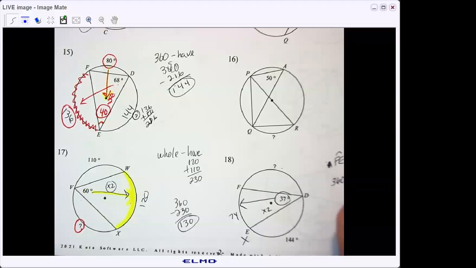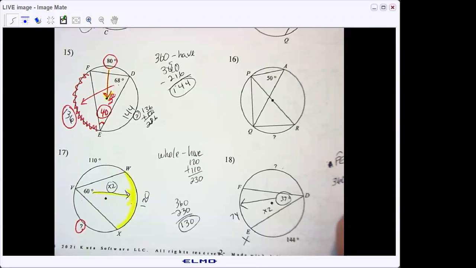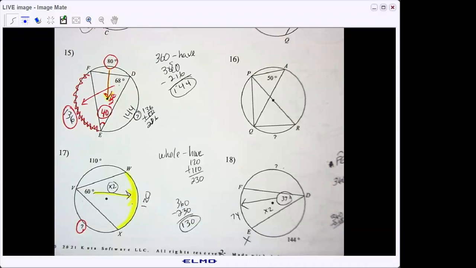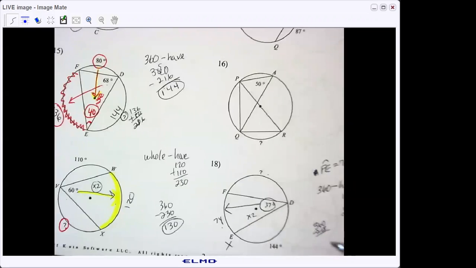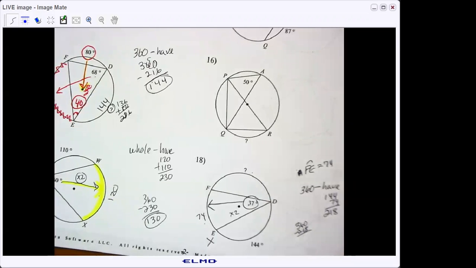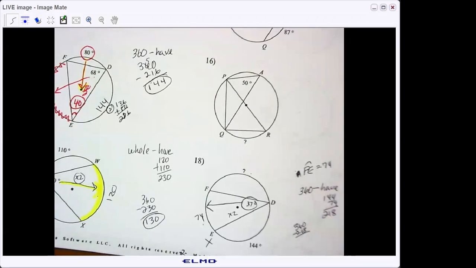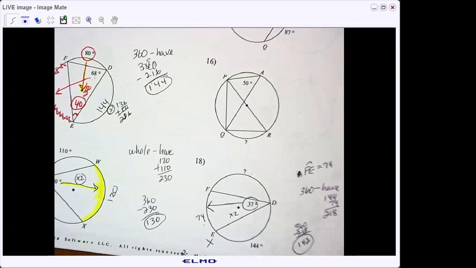We have 144 and 74. So we have 218. And this is what I call showing work, guys. I mean, you can do it on a calculator, I get that. But if you can just write 74 and then 360 minus 218, I'm good. Or even just the 360 minus 218. We put that back over here. 360 minus the 218, and then we get 142. And that would be your answer. Okay, questions on that one?